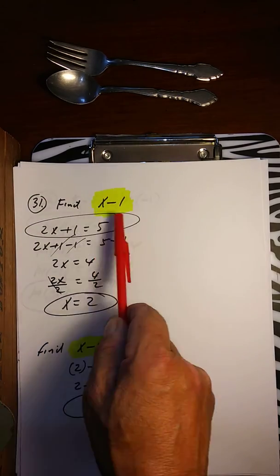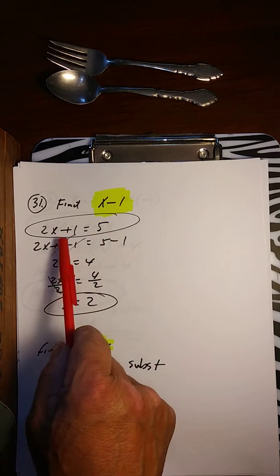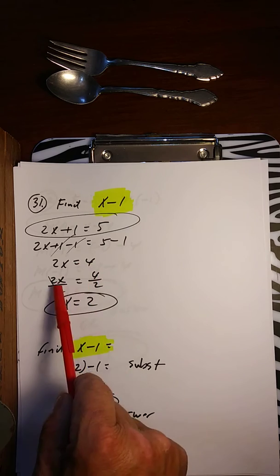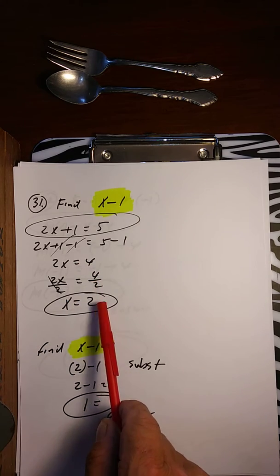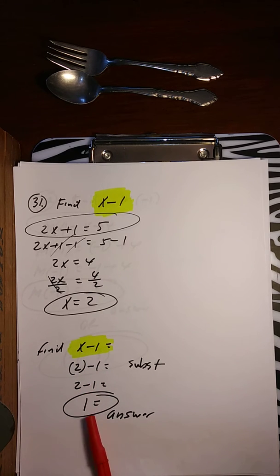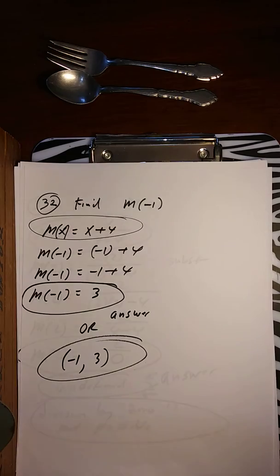Find x minus 1. First of all, let's find the x. So subtract 1, so we have 2x equals 4, divided by 2, so x equals 2. That's what x is, but we want to find x minus 1. So x minus 1, substitute in there. 2 minus 1, that's going to be 1. That's the answer right there.